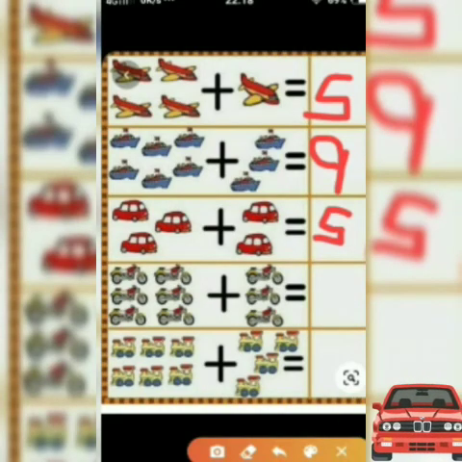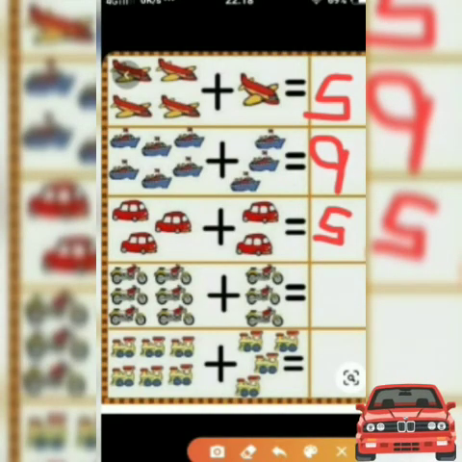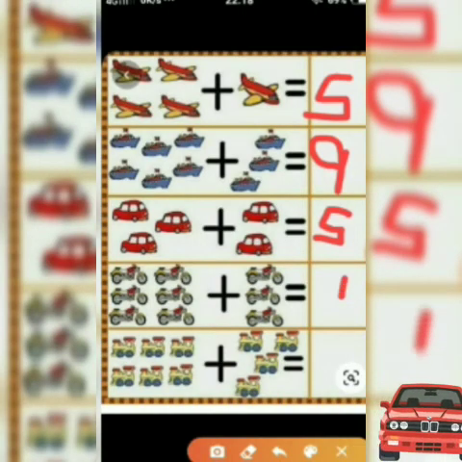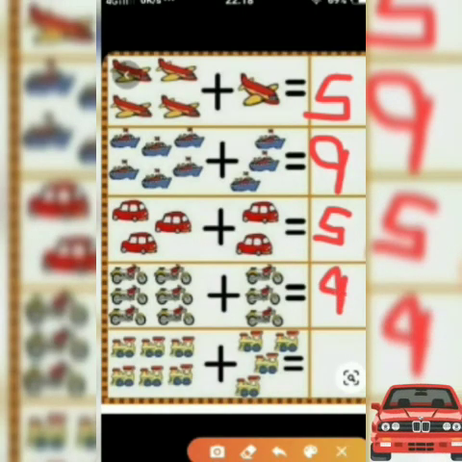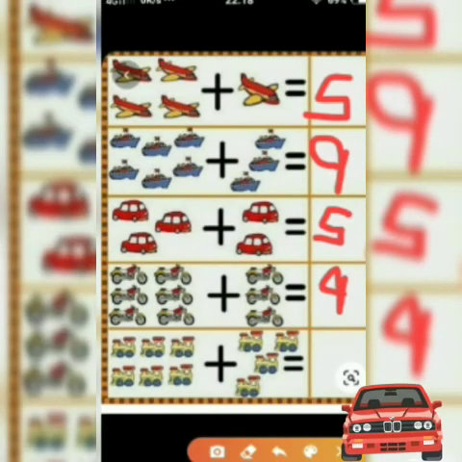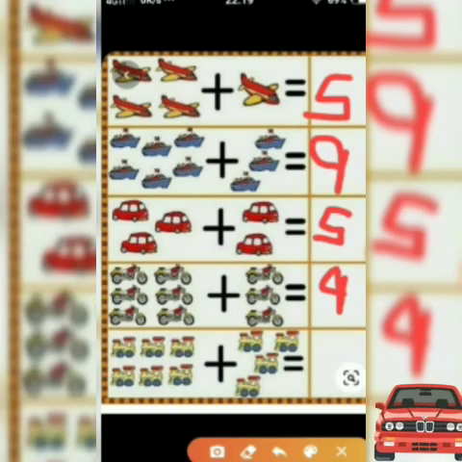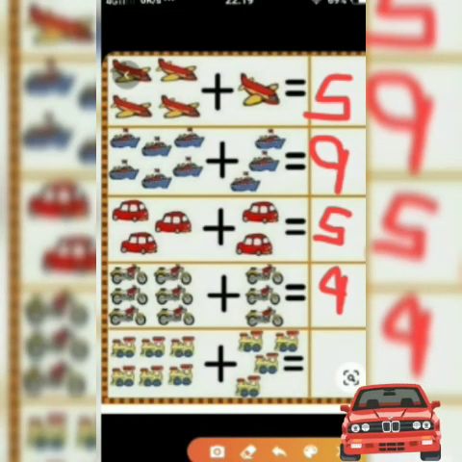1, 2, 3, 4, 5, 6 cycle plus 1, 2, 3. So 6 plus 3 equal 9. 1, 2, 3, 4, 5, 6 plus 1, 2, 3, 4. So 6 plus 4 equal 10.